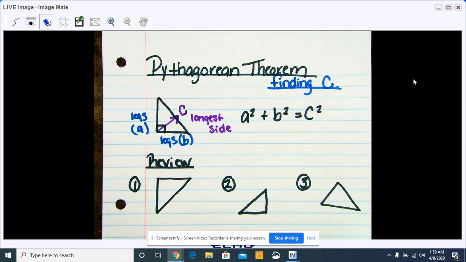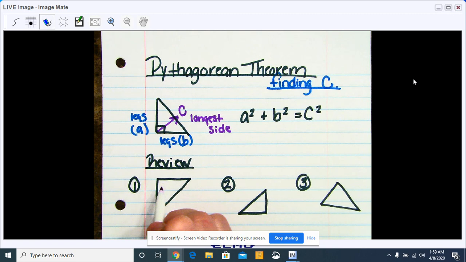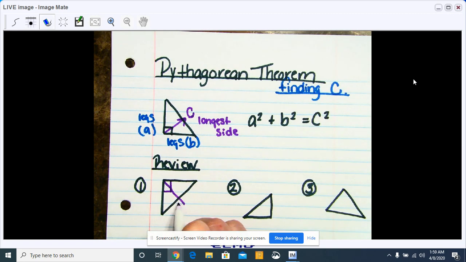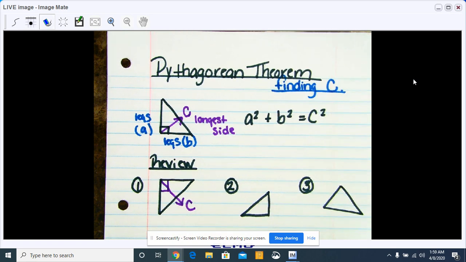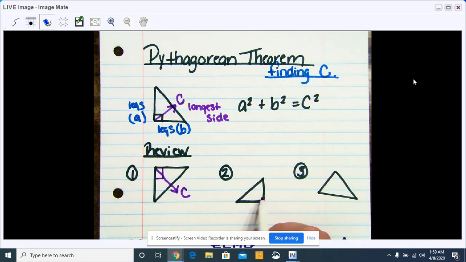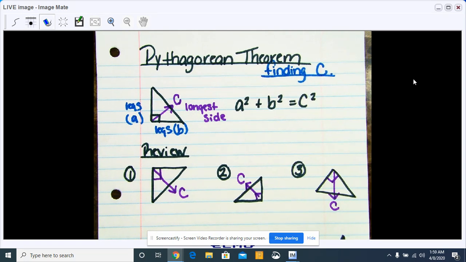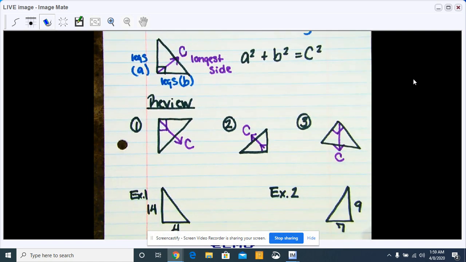So a couple points of review, we need to be able to determine which side length is c. I'm going to identify the right angles in each triangle, and right across from that right angle is going to be c, or our longest side. Okay, and number 2, here is our right angle. C is going to be right across from that, and it is our longest side. And then here is our right angle, and right across from that is going to be C, which is our longest side. So again, it's very important that you are able to identify right angles, because that is going to help you identify which side length is C.